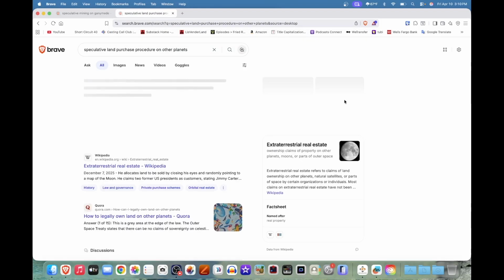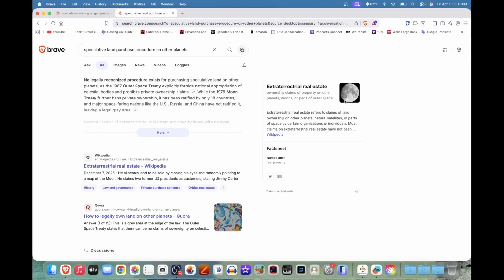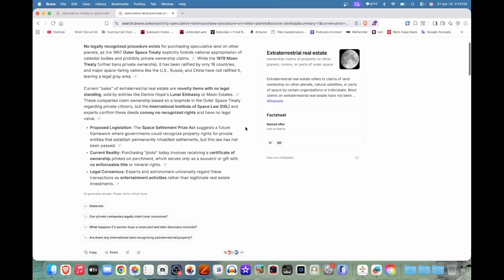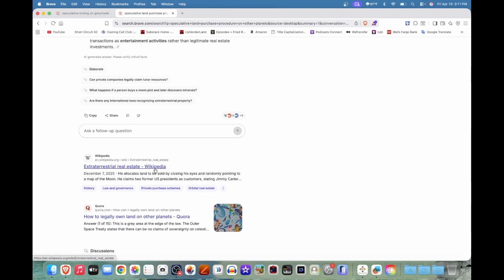Let's see. Extraterrestrial real estate. There's already an entry about it. No legally recognized procedure exists for purchasing speculative land on other planets. The 1967 Outer Space Treaty explicitly forbids national appropriation of celestial bodies and prohibits private ownership claims. While the 1979 Moon Treaty bans private ownership, it has been ratified by only 18 countries. Major spacefaring nations have not ratified it, leaving a legal gray area. The Space Settlement Prize Act suggests a future framework where governments could recognize property rights for private entities that establish permanently inhabited settlements. Now that's interesting. The Space Settlement Prize Act could recognize property rights.